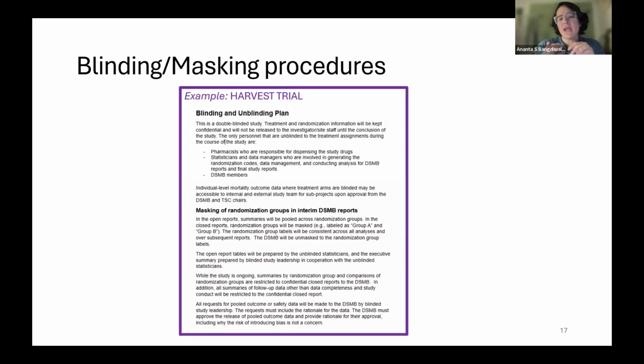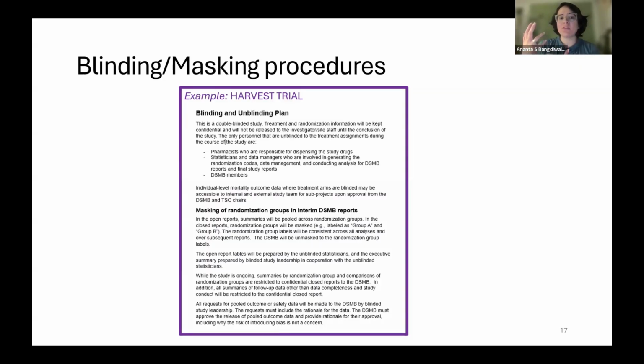So for our study, we had interim DSMB reports, and we as the statisticians would generate the reports. We had an open report that did not show treatment assignment, and then we had closed reports that showed our outcomes by treatment assignment, but we just labeled them as group A and group B. We wouldn't say this is the group that got sertraline, this is the group that got placebo. Just group A and group B. And the DSMB were the only people seeing this closed report.